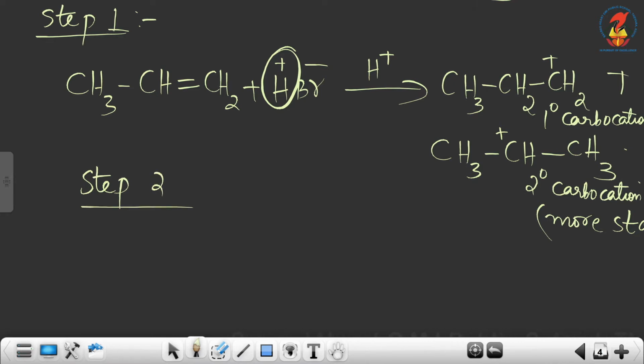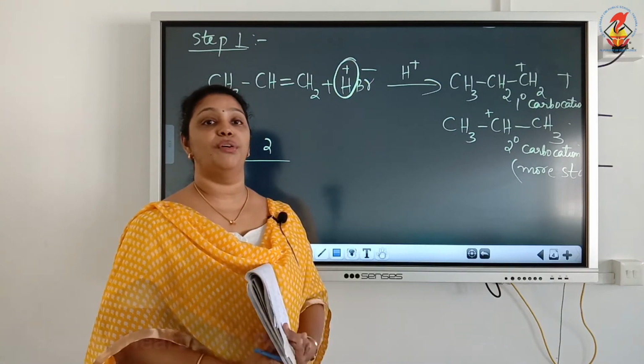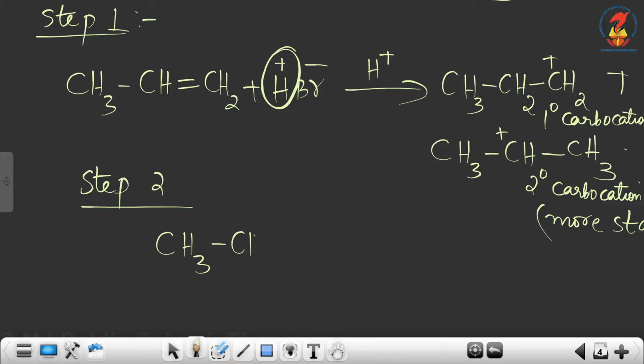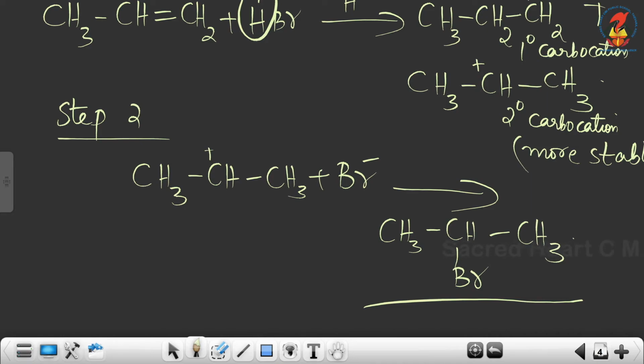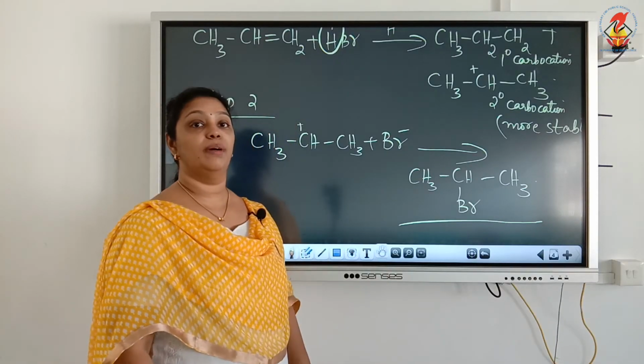Step 2, we have the secondary carbocation attacked by Br minus to form the final product. So step 2, you will show CH3CHCH3. This is our secondary carbocation. Attacked by Br minus, we get the final product. The final product is CH3CHBrCH3. That is 2-bromopropane is the product. Okay, so this is the mechanism for Markovnikov's rule.